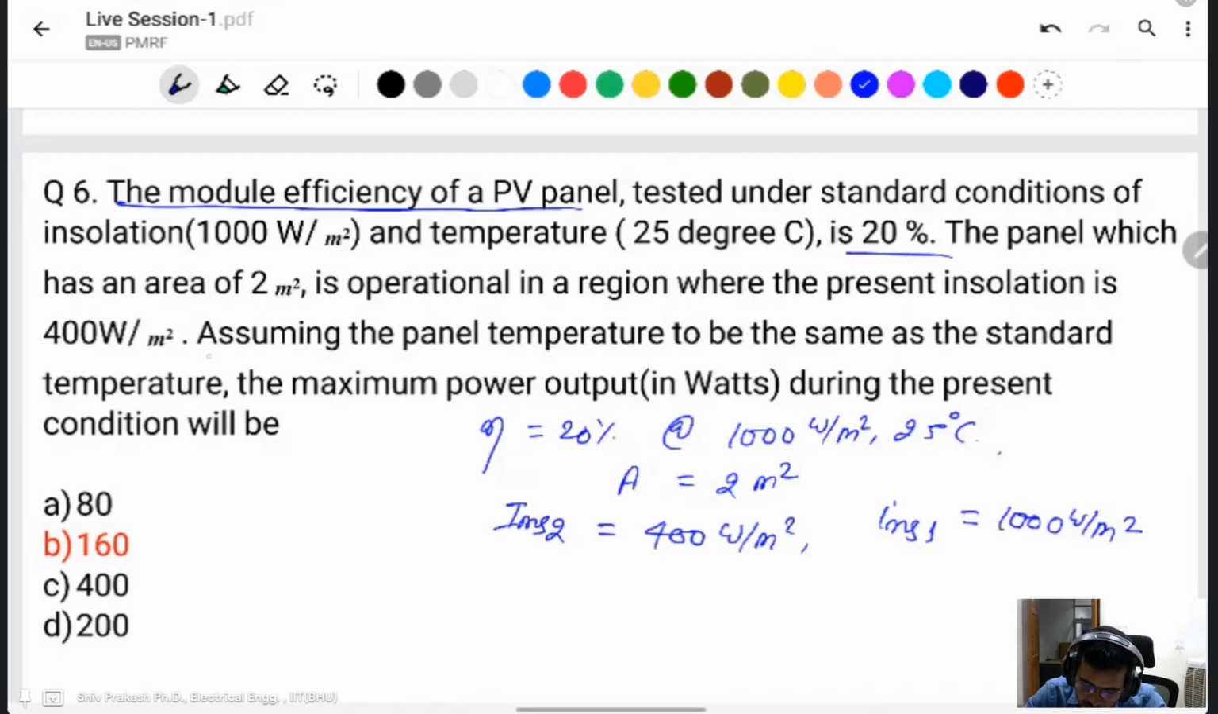Assuming the panel temperature is the same as the standard temperature, find the maximum power output in watt during this present condition. It means temperature will not change, only insolation will change. Power will be reduced, but efficiency will be the same, because efficiency depends only on temperature. As temperature is the same, the efficiency can be taken as the same 20%.